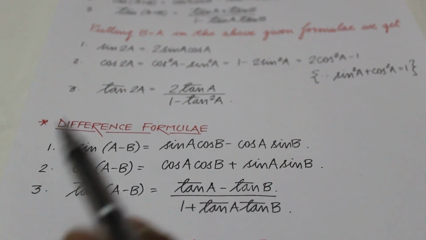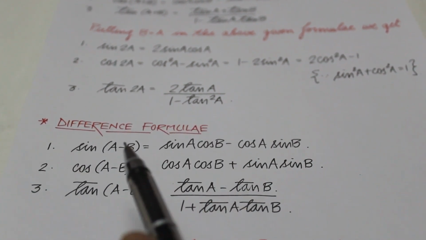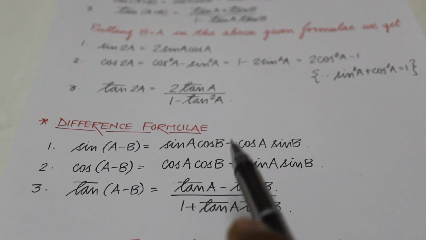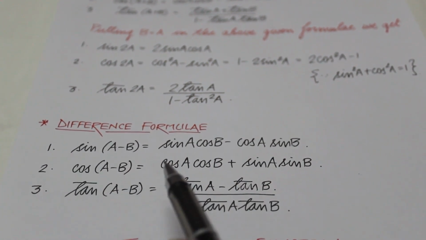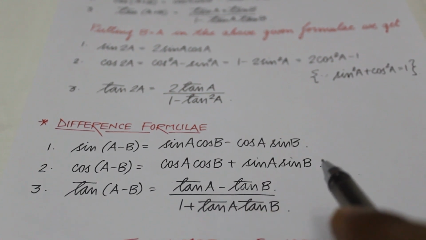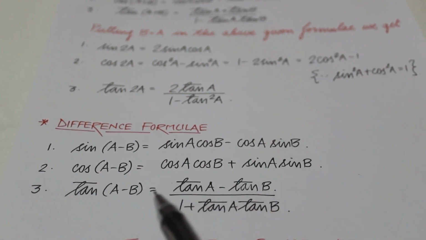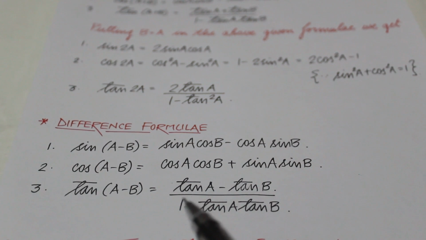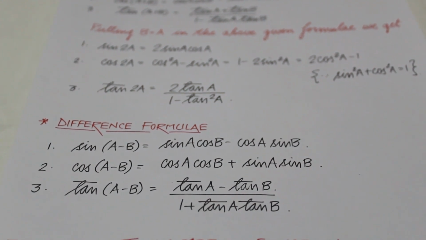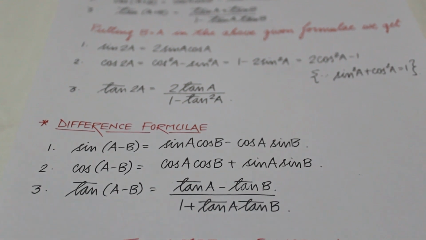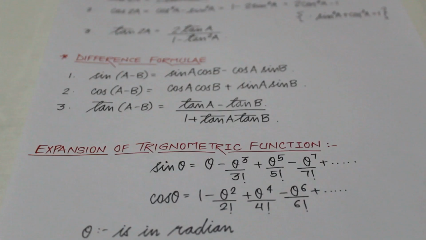Moving on, we'll study the difference formula. So sin A minus B will be equal to sin A cos B minus cos A sin B. Similarly, cos A minus B will be equal to cos A cos B plus sin A sin B, and tan A minus B will be equal to tan A minus tan B upon 1 plus tan A tan B. These are some basic formulas which you must learn or remember, as they are of great importance while deriving various formulas in physics.